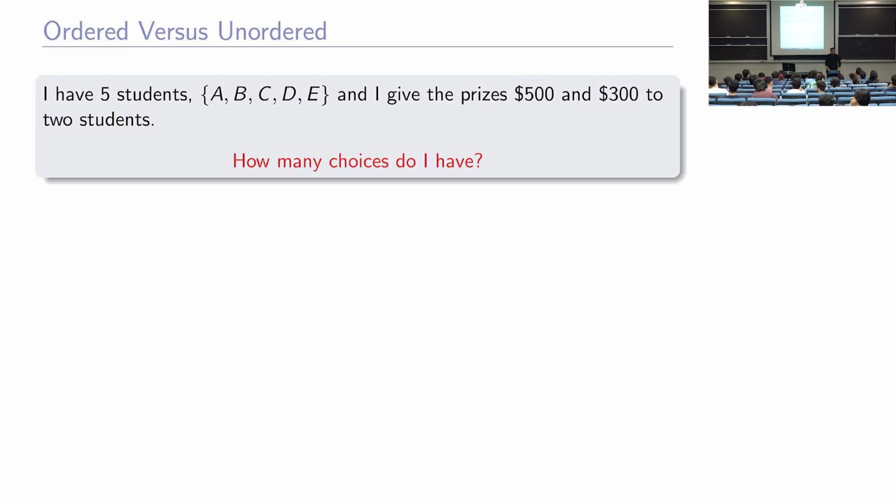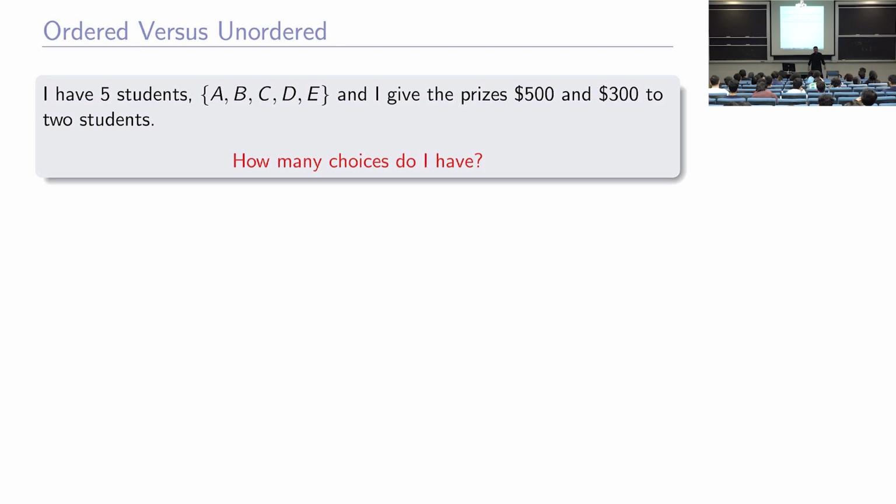Sorry? 9 choices. Not number, no, just not the number. Not numbers. How do you do this? Okay, so my choices is what choices of what? Choice of choosing someone for the $500 or picking someone for the $300.